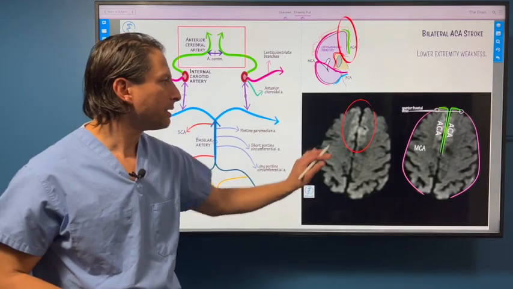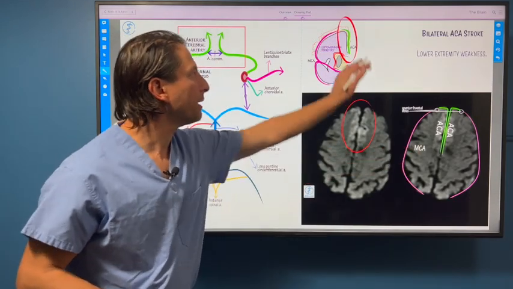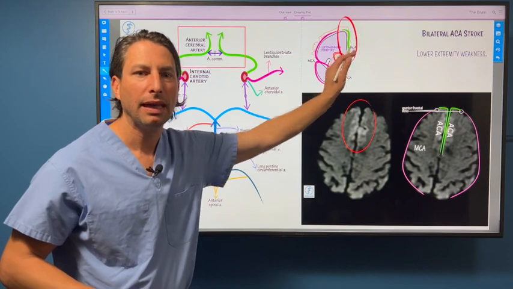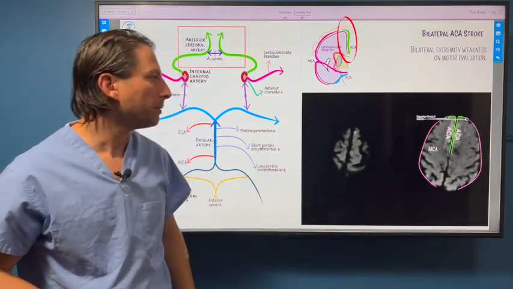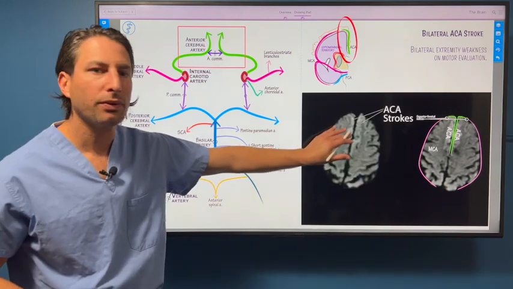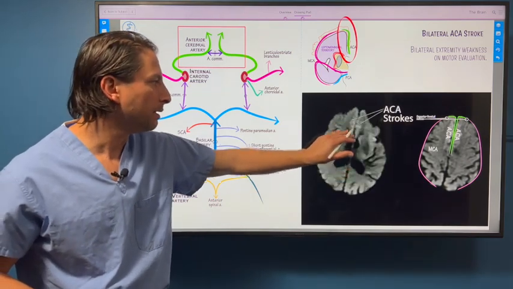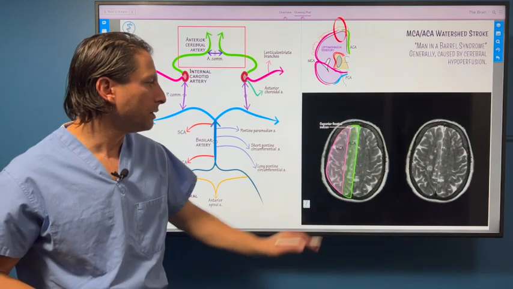So moving on, this is an anterior cerebral artery stroke. Again, the ACA covers the leg. So in leg weakness, think about an anterior cerebral artery stroke. This is a scroll through. We can see the hyperintensity on DWI here with diffusion restriction.